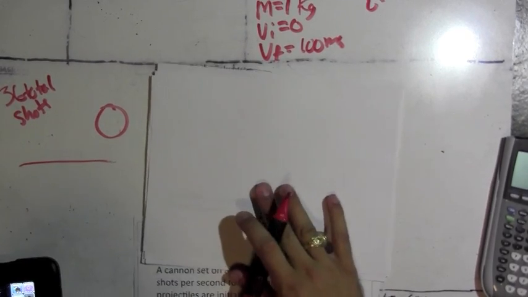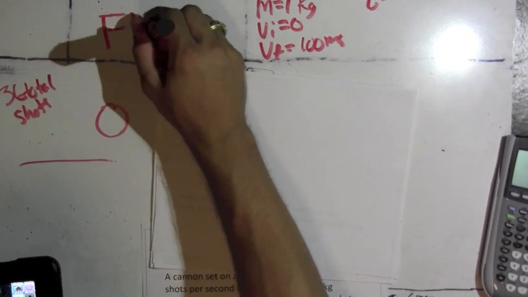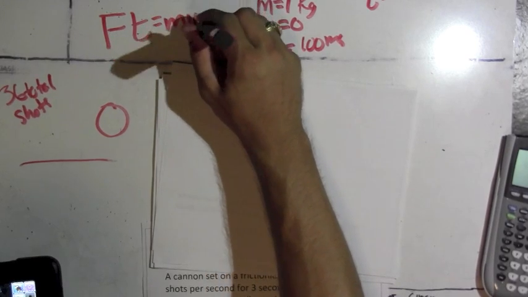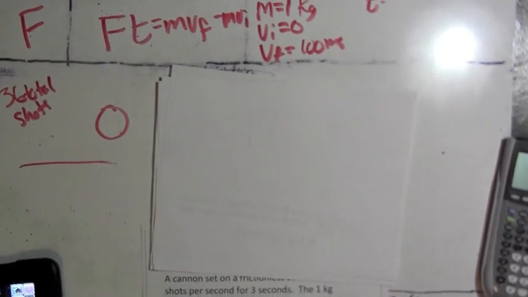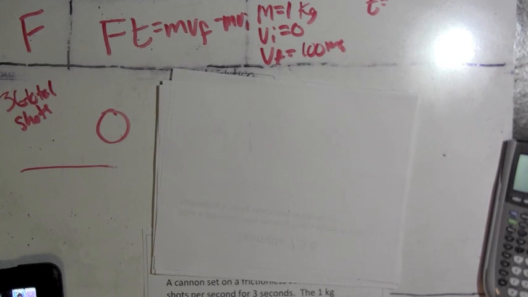So if we look at this, we have our information that we can say Ft equals mvf minus mvi. And what we're trying to solve for is the force. Now, we are trying to solve for the force that's exerted on each of the cannon shots. And when we do that, we can then say, hey, equal and opposite forces say, if you're doing this for one, you got to do it for the other.